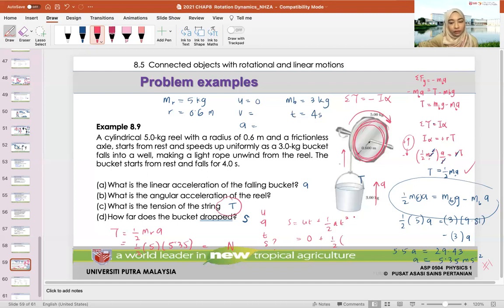It's going down, right? The bucket was falling. Okay, let me rephrase that. The bucket was falling. This is our A. This was our assumption, and we got our A as 5.35. So what does this mean? We have a positive value for our A, but the A is going down. What does it mean?